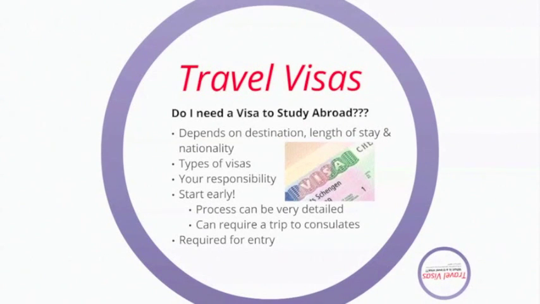There are different types of visas, so make sure you apply for the right visa. And start early. The process can be very, very detailed. It could require a trip to a consulate. They are required for entry, and there are consequences for not getting a visa. So check the consulate website for the country that you're planning to visit within the country that you're from to start the process. While it is your responsibility, your study abroad advisor will certainly be there to help you.